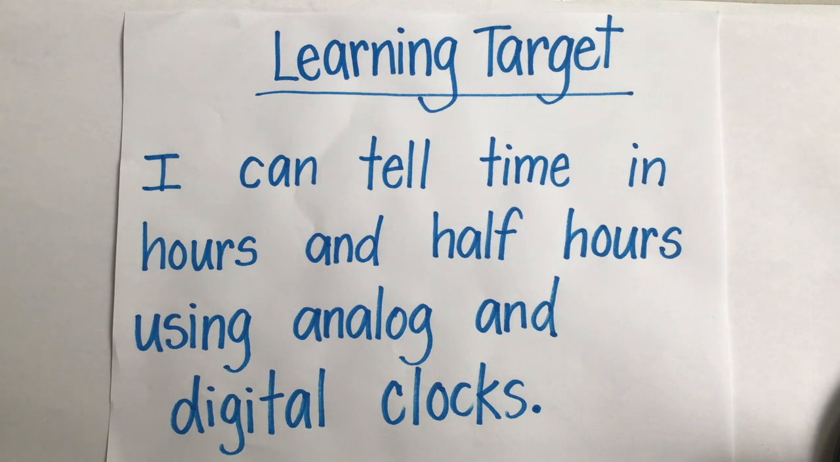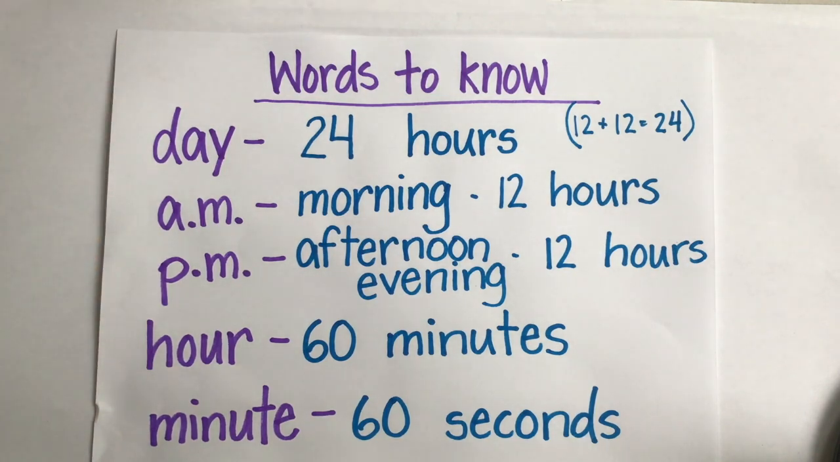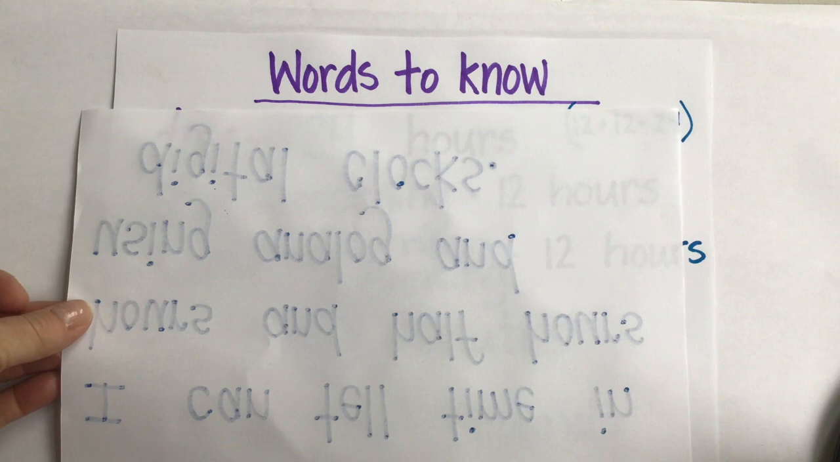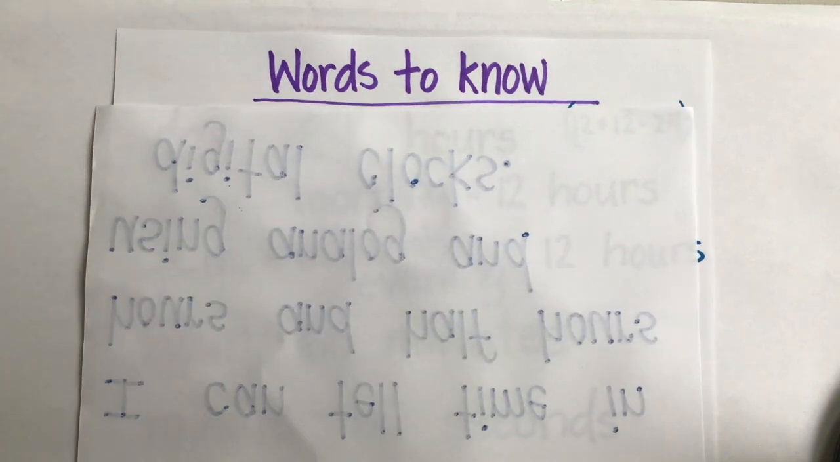This week our learning target is I can tell time in hours and half hours using analog and digital clocks. Before we get too far in our lesson today, I thought it might be helpful if we took a minute to review some of the important words that we'll be using, making sure that we all know what we're talking about when we're using these words.